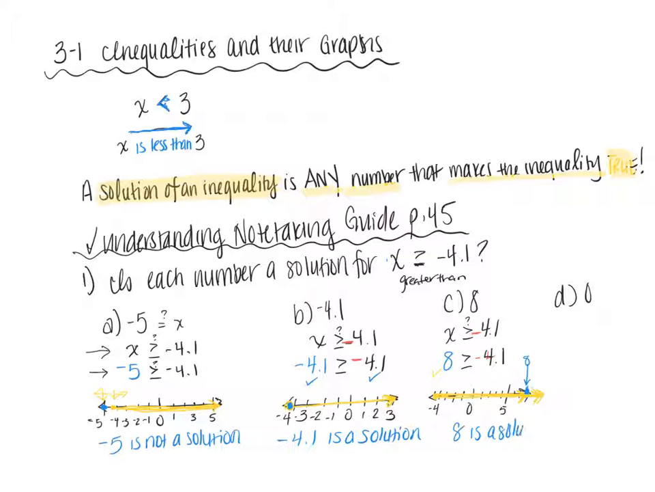Looking at that, would 0 be a solution? Is 0 greater than or equal to negative 4.1? Where is 0 on my line? 0 is right here. Is 0 greater than negative 4.1? Yes. So 0 is also a solution. The cool thing with inequalities is you have many, many, many solutions that could work here.